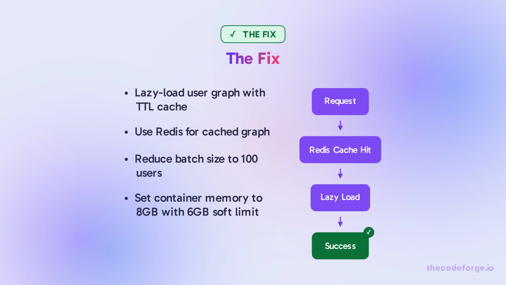The fix was to lazy load the user graph with a TTL cache in Redis. Instead of loading everything, we fetch only what's needed and cache it. We also reduced the batch size to 100 users per request and increased container memory to 8 GB with a 6 GB soft limit. This resolved the OOM kills.